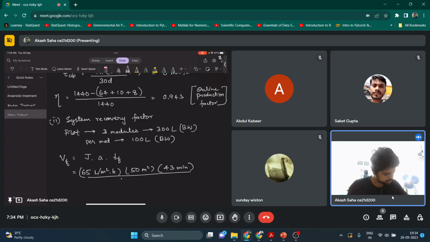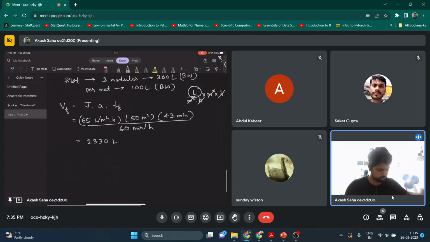And I am changing minutes into hours, so 60 minutes per hour. So ultimately, it will be 2330 liters. So the volume of water that I am getting from one module is equal to 2330 liters. How did I find it? I multiplied the flux into area into time, because flux is liter per meter square hour. So if I multiply with some area term and some time term, these all will get cancelled and I will get the volume. So flux into area into time is my total flow.